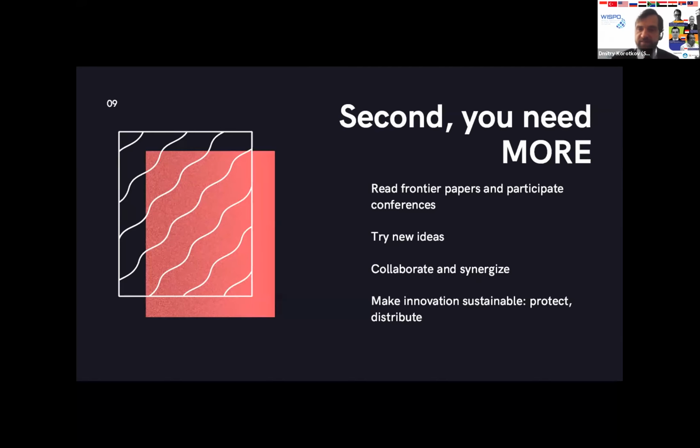Anyway, if you create something new, you should check the patent databases and find what other people did in this context.